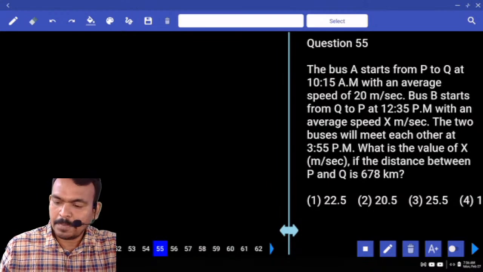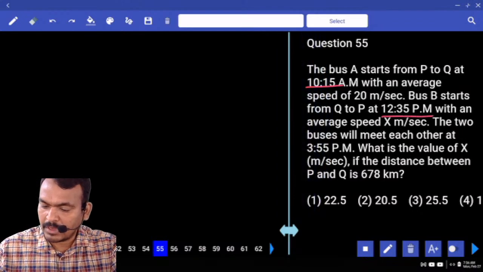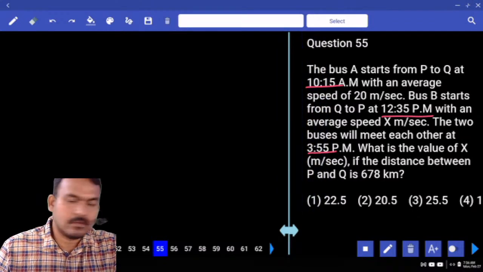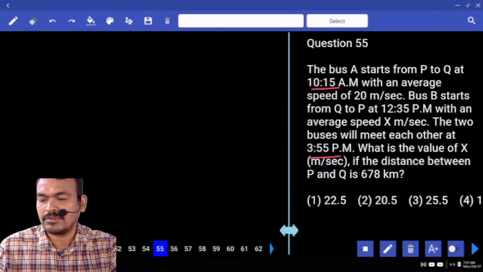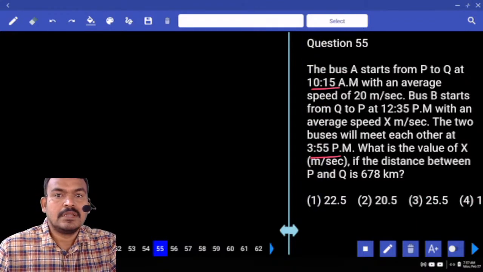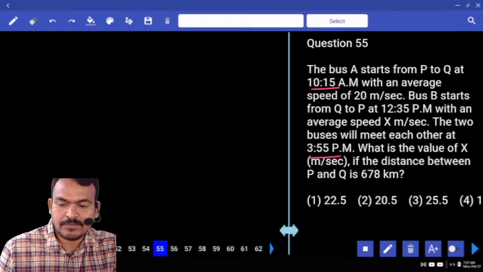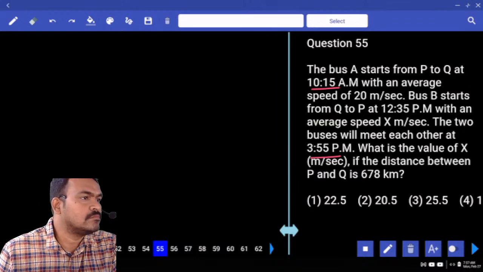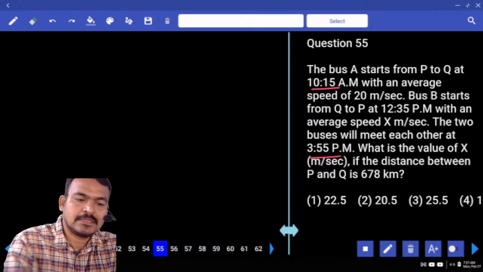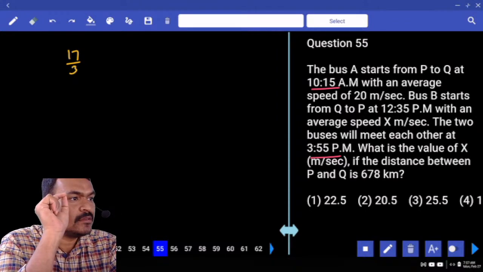Both are moving in which direction? Opposite directions. What is the starting time of the first one? 10:15. The second one starts at 12:35, but both meet at 3:55. How much time has the first bus taken? From 10:15 to 3:55. 10:15 to 3:15 is 5 hours, plus 40 extra minutes. 5 hours 40 minutes means 5 and 2 by 3, which is 17 by 3.